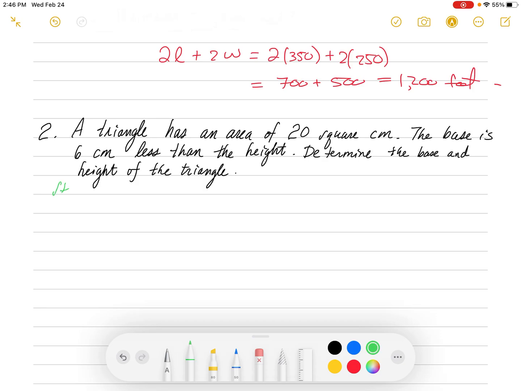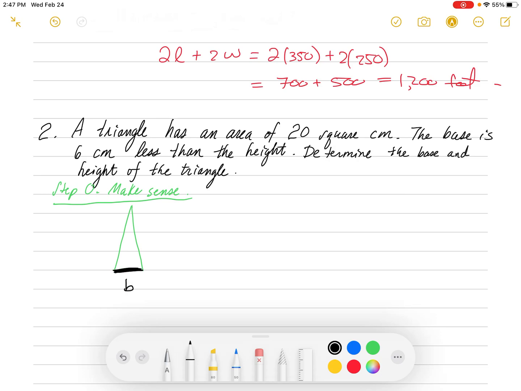Okay, so we want to read this and make sense of it. I'll call that step 0. Make sense. So in this case, we very clearly can draw a picture. So let's do that. We have a triangle. And it says that the base is smaller than the height, right? The base is 6 less than the height. So we're going to have a taller height this time. So I'm going to have a tall triangle with a small base.